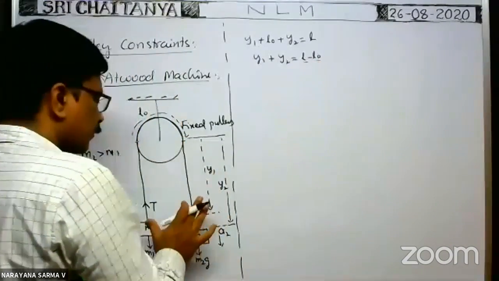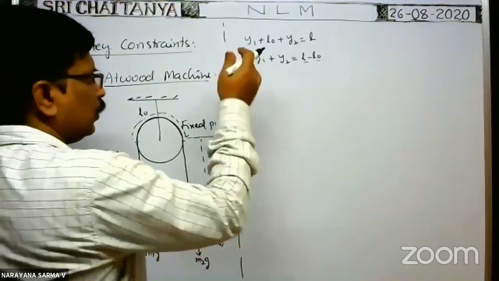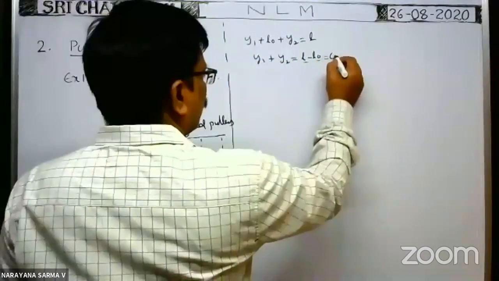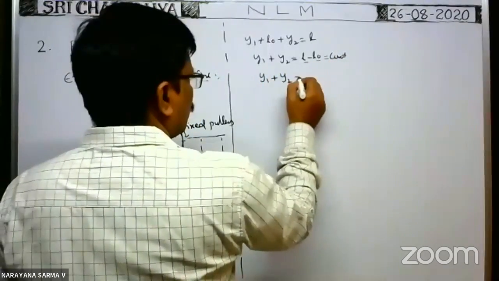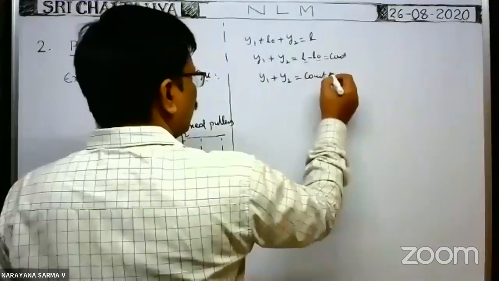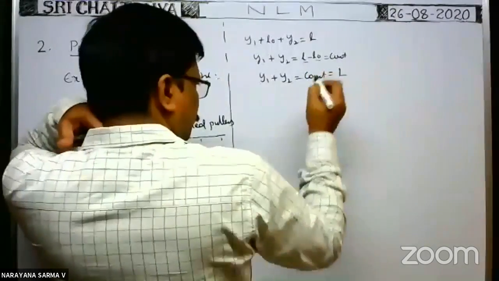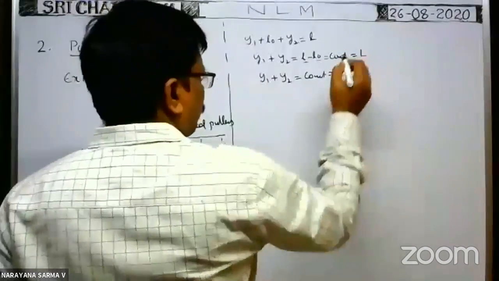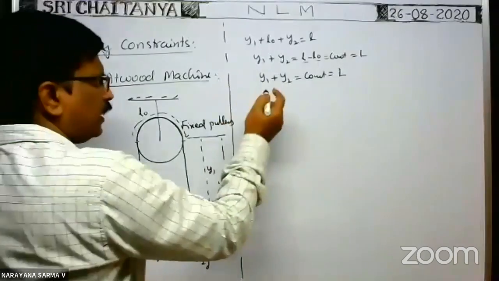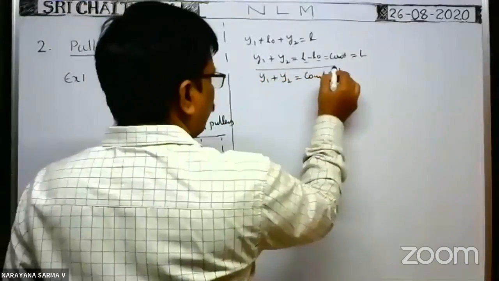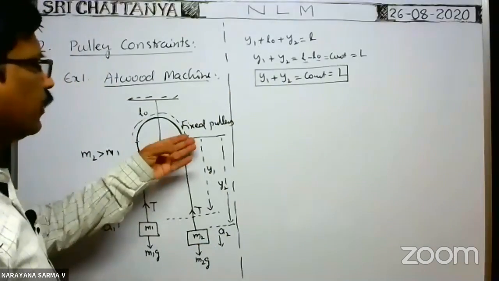Even when the two blocks are in motion, this is equal to constant. So y1 plus y2 is equal to a constant, say capital L. This is one constraint relation between the displacement distances of the blocks from the fixed pulley.